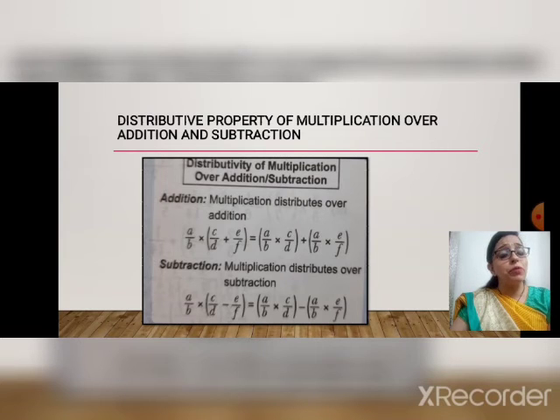When there is a subtraction sign in between in the bracket, that property becomes multiplication distributes over subtraction. In the second one, A/B into (C/D minus E/F). Again we are multiplying and putting the minus sign in front of the second term.